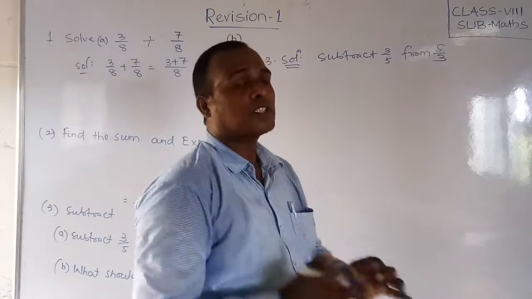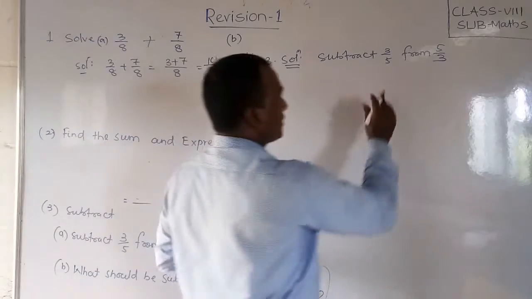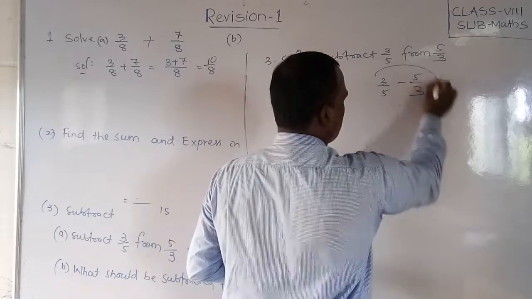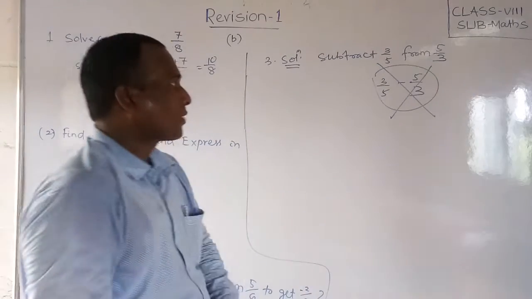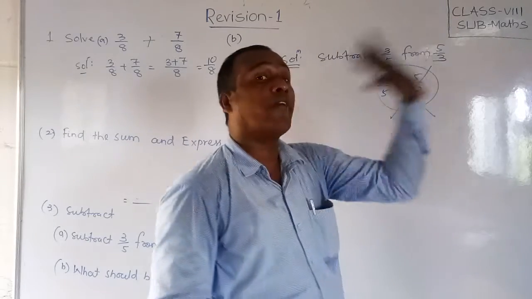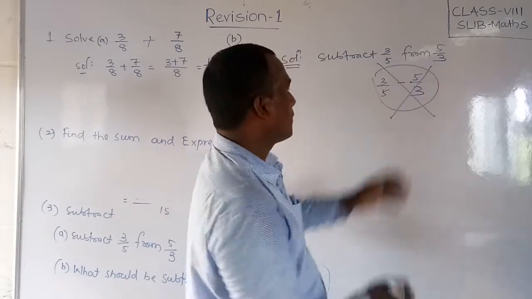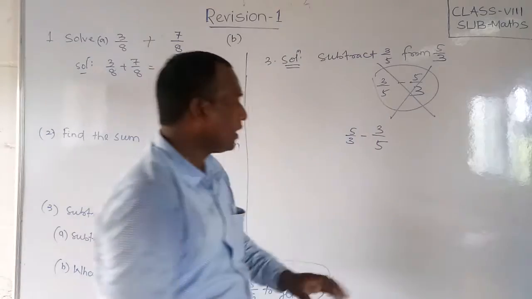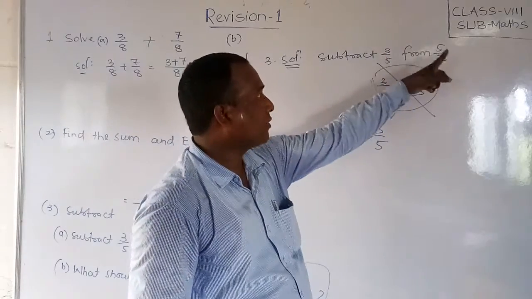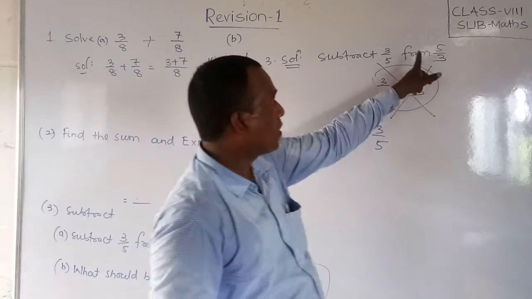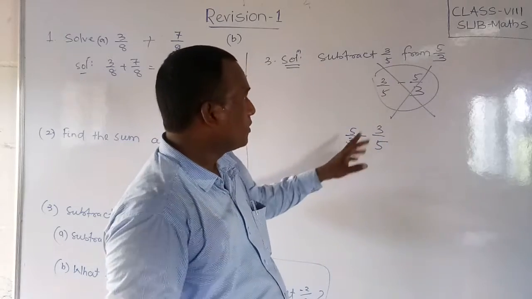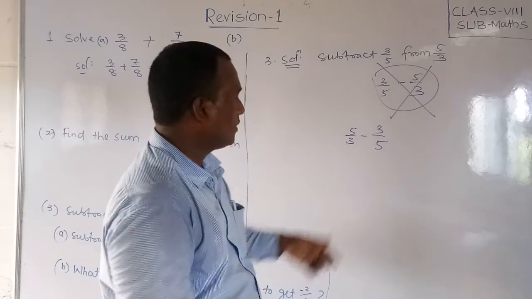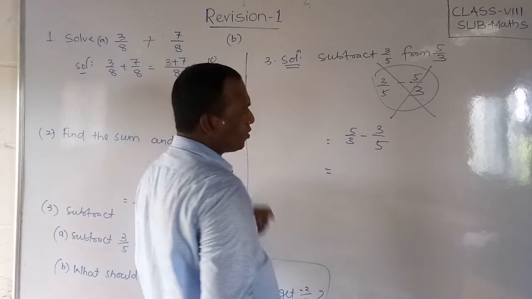You will get confusion. Most of the students think subtracting 3 by 5 means 3 by 5 minus 5 by 3. Don't do like this. This is wrong. Subtract 3 by 5 from where? From 5 by 3. So we write 5 by 3 minus 3 by 5. Okay? Don't do like this. The first number will be last, the second first. So 3 by 5 is subtracted from 5 by 3.